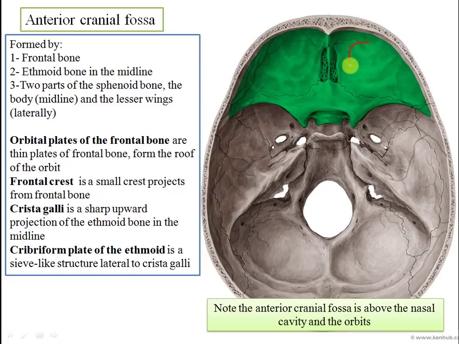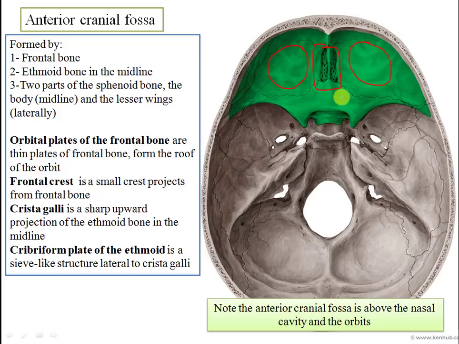Here, under this part, we have the right orbital cavity. Here, under this part, we have the left orbital cavity. And in between, we have the nasal cavity, in particular the roof of the nasal cavity.